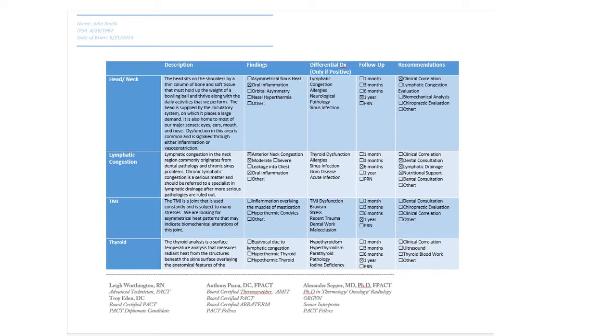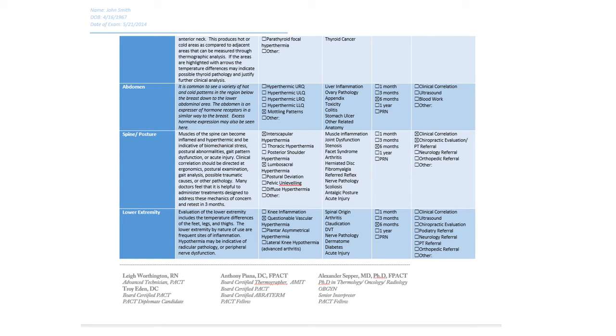The next pages include various body regions. In this case, we have head, neck, lymphatic congestion, the TMJ, the temporomandibular joint, and the thyroid. We have a description of each area and the findings commonly found. They are only positive if there is an X through the box, and only if they are positive does a differential diagnosis apply. In this case, you can see these are various possibilities of oral inflammation. The follow-up that is recommended is listed, as well as any other recommendations.